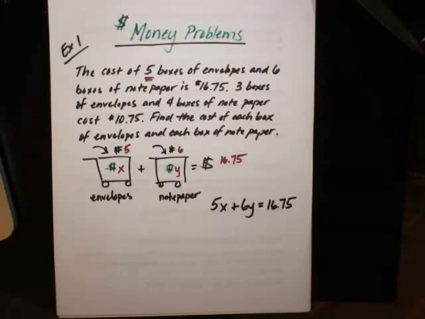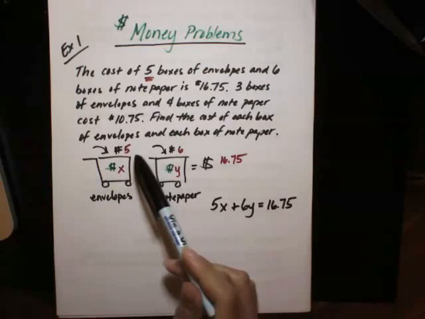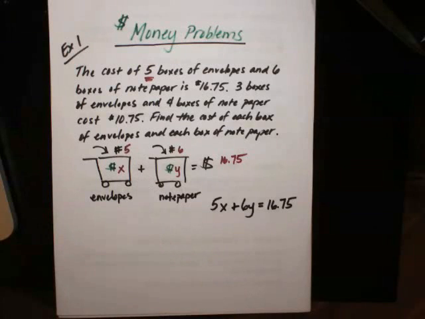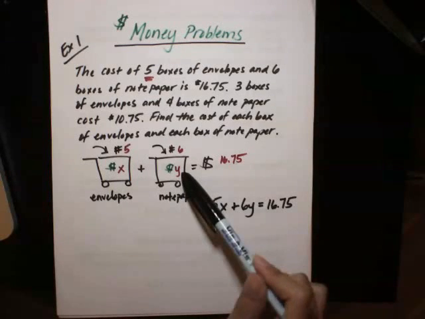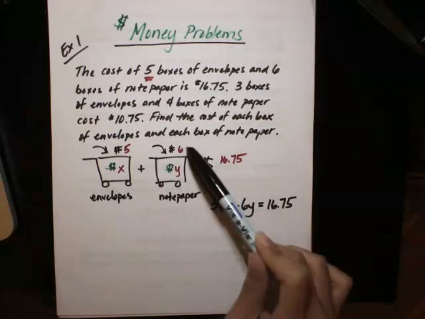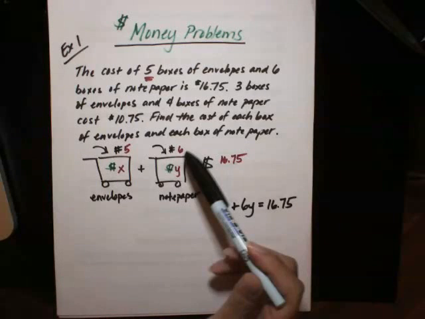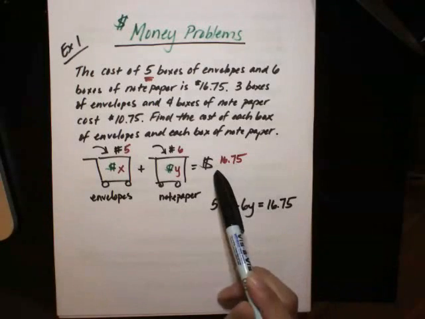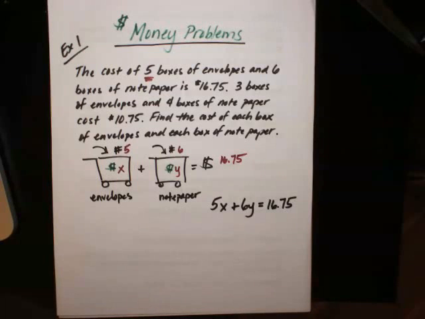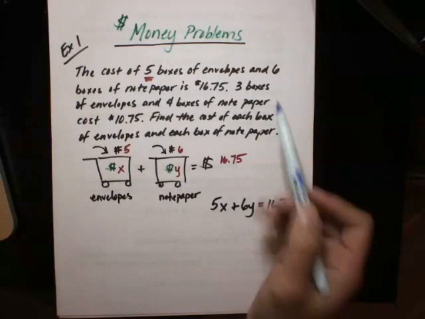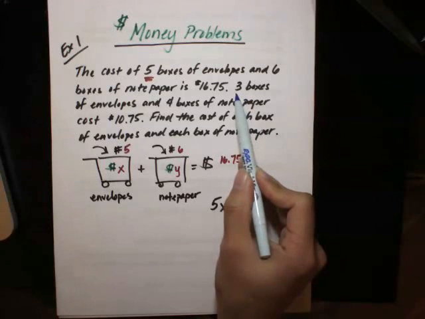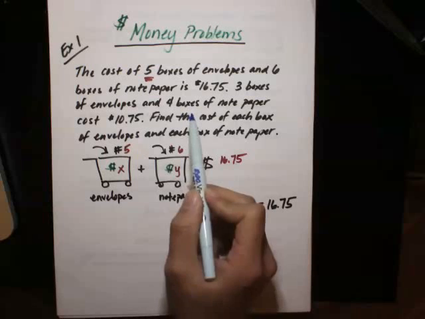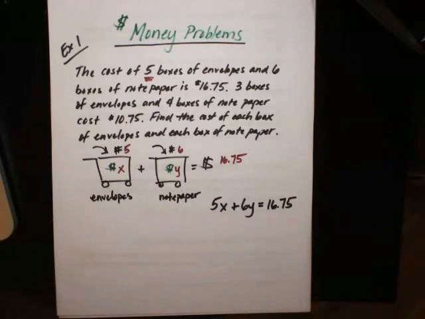Which makes sense, you have to pay per box, and you don't know how much that is, but you're going to have to pay 5 times that amount. Same with notepaper. You don't know how much it costs, but whatever it is, you're going to have to multiply by 6 because you're purchasing 6 boxes. All together, this is your total charge. So we cannot stop there because we have a second set of information to consider. The second sentence reads, 3 boxes of envelopes and 4 boxes of notepaper costs $10.75.